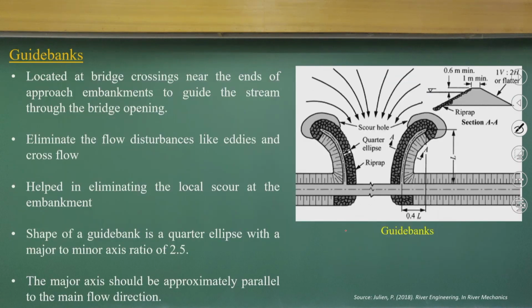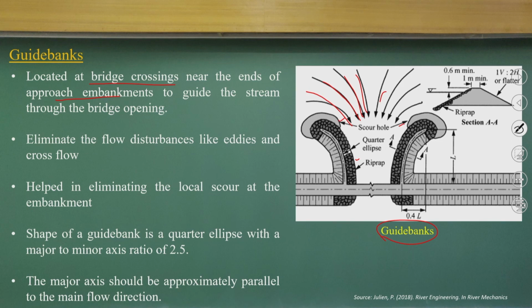Many times we confine the rivers, considering guide banks. If you look at the bridge cross section, near the end of the approach, we can have a guide bank. When you have the guide banks on both sides, you will have stone riprap and the flow will converge to this, so you will have scour holes here.